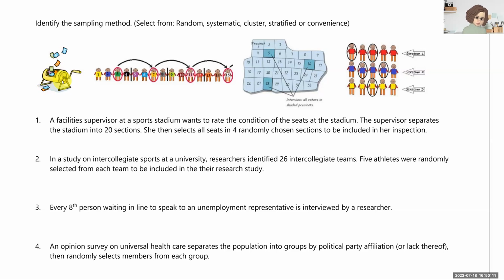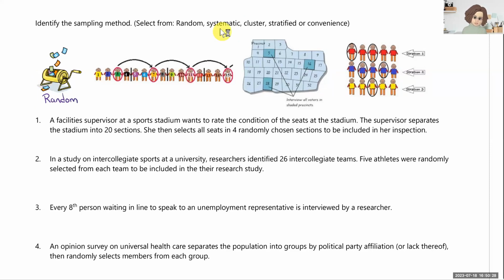This is where we have all members of a population, like all raffle tickets, and each one of those will have the same chance of being selected. So like picking a raffle ticket from a tumbler. So that's our random sampling.